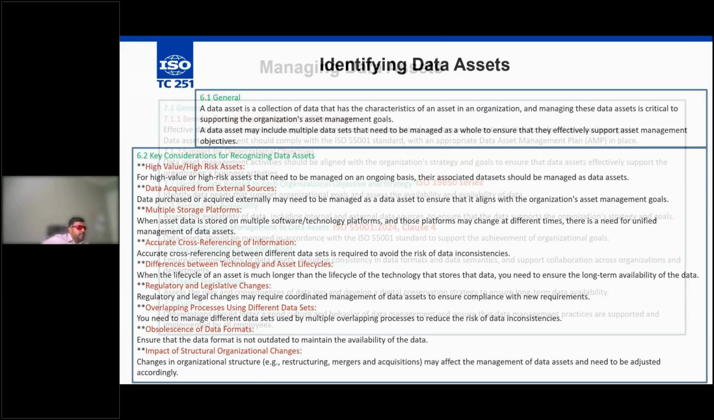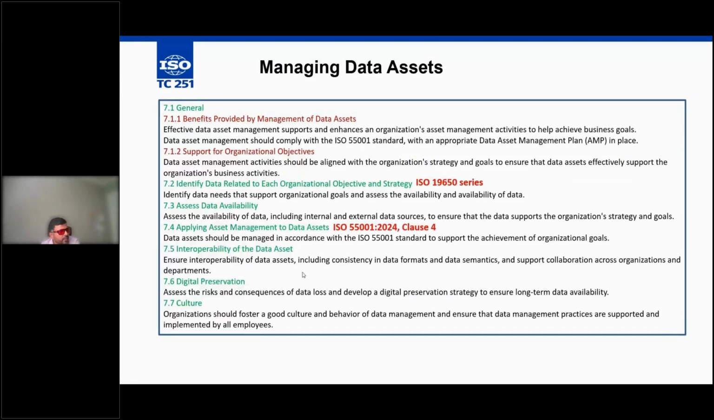And the next is about managing data assets, clause number 7. Here we talk about how effective management of data assets supports the achievement of asset management objectives and plays a crucial role in achieving the organizational goals. You need to adequately plan and forecast future demands and expectations. It helps in selecting effective strategies and setting suitable objectives. It helps in making accurate decisions, helps you develop realistic and executable plans, and gains visibility into the behaviors and cultures of the organization towards data.